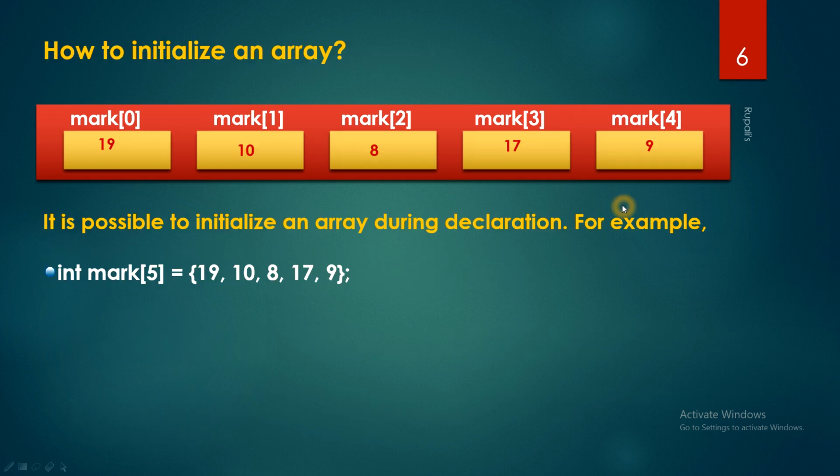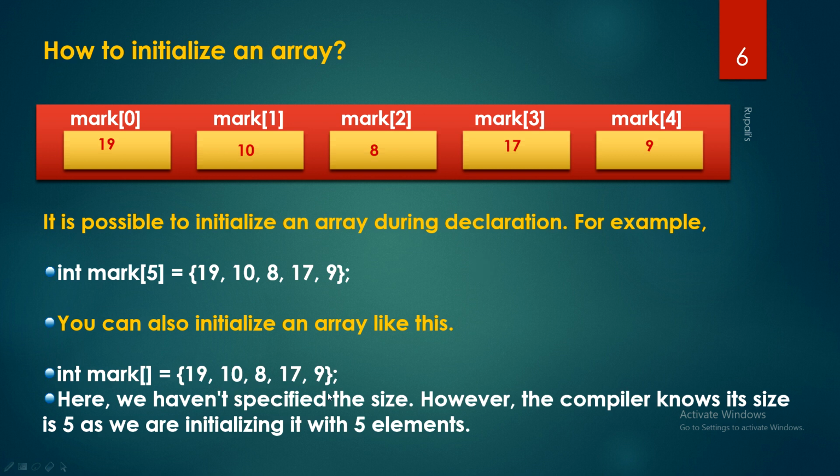So how to initialize an array? It is possible to initialize an array during declaration. During declaration, you can initialize the array in this way. Within curly brackets, by using commas, you can initialize the array. You can also initialize an array like this. Here, within the third bracket you would have to write 5, but you need not write 5 because you already initialize it. So you have not specified the size here. However, the compiler knows its size is 5 as we are initializing with 5 elements.